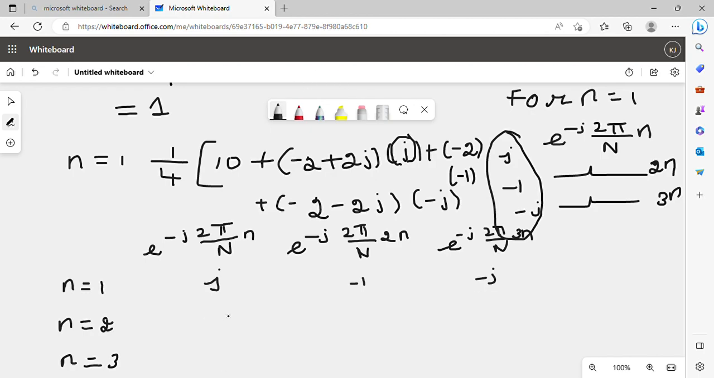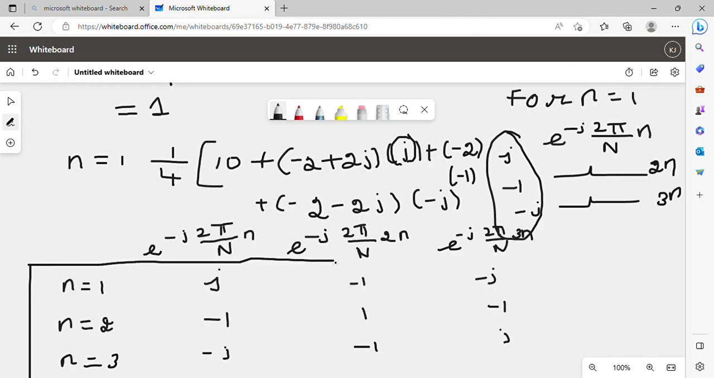And here you have minus 1, 1 and minus 1, and here the value is minus j, minus 1 and plus j. This thing you need to know. This table, if you know it, you can do it easily. Whatever value you are going to get, you need to know this table.